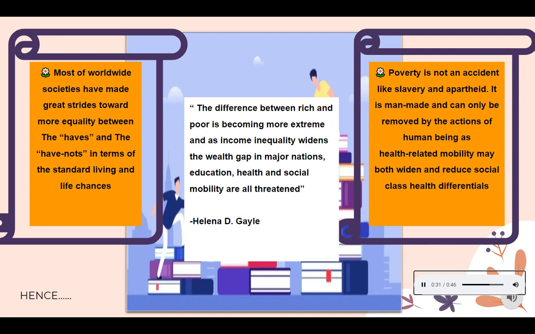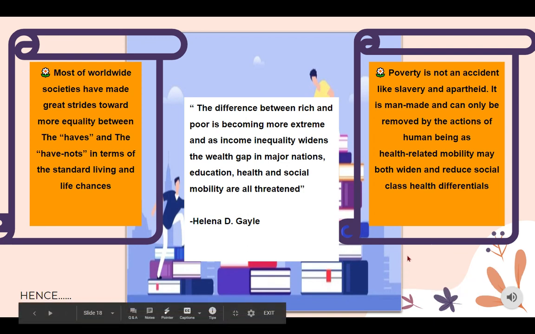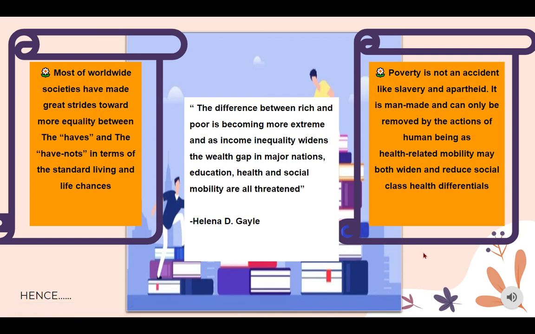Besides, poverty is not an accident like slavery and apartheid. It is man-made and can only be removed by the actions of human beings, as health-related mobility may both widen and reduce social class health differentials.